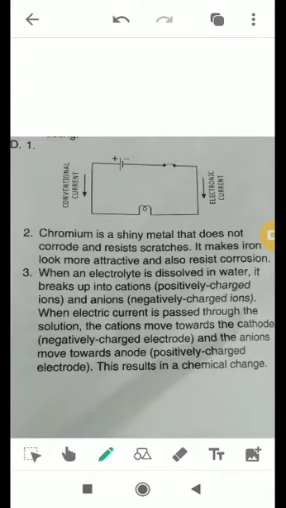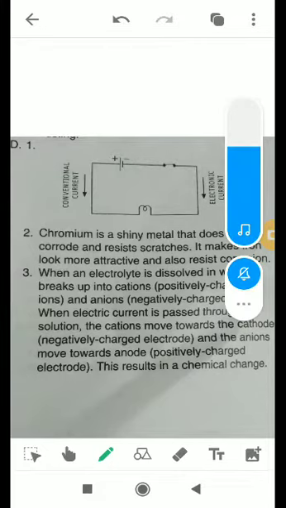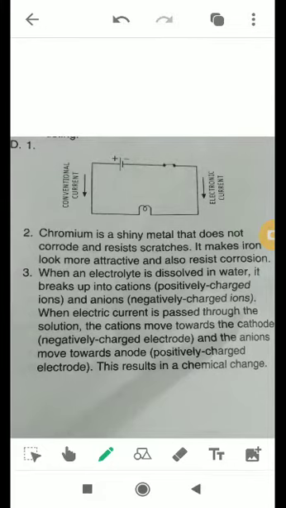The first question of D section is: draw a circuit diagram showing a dry cell connected to a bulb through a switch. Mark the positive and the negative terminal of the cell and the direction of the flow of electrons and the conventional direction of the current.